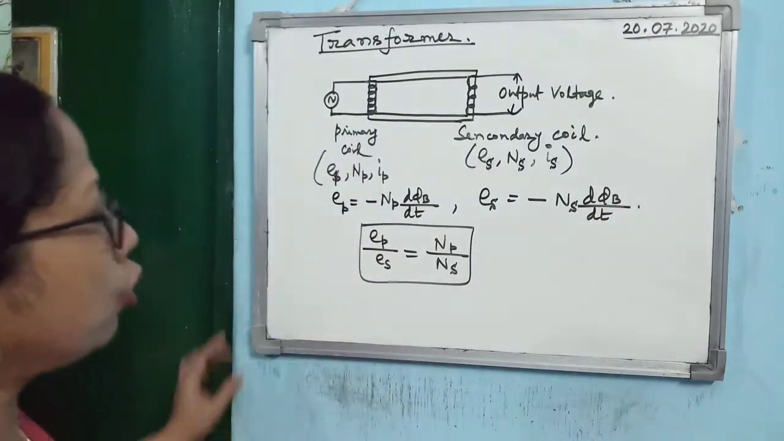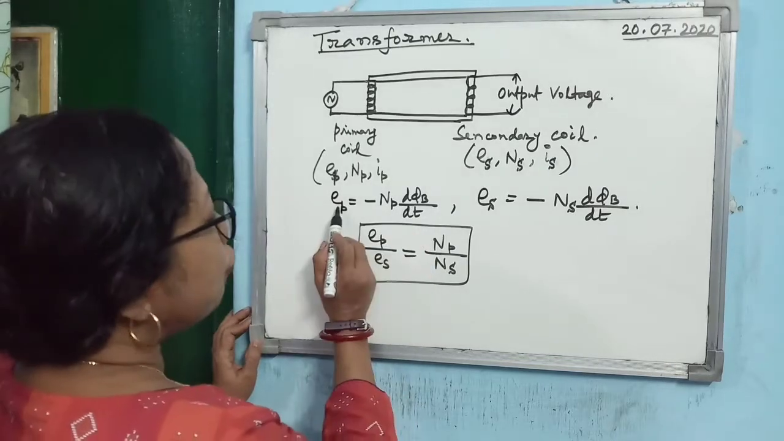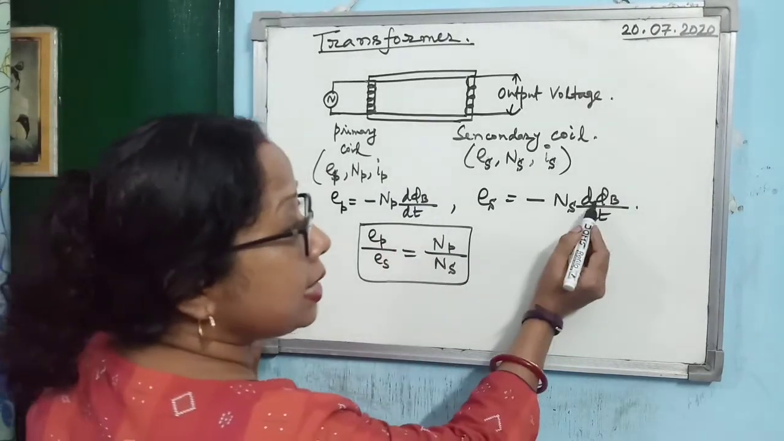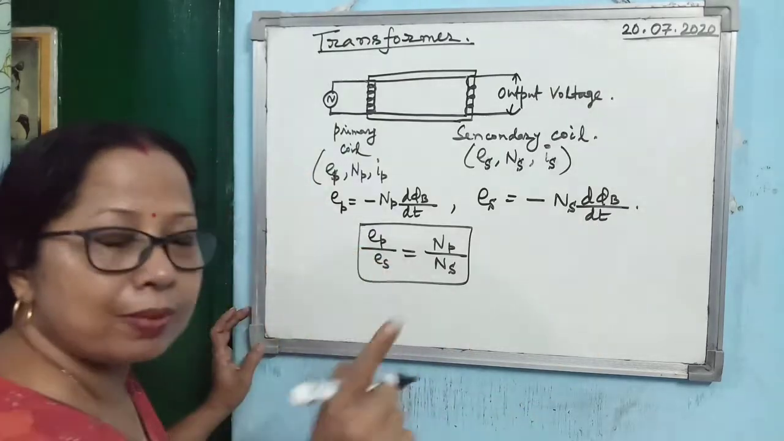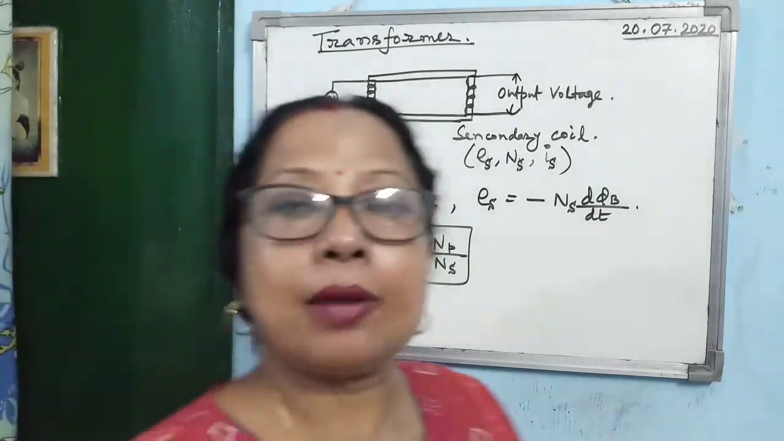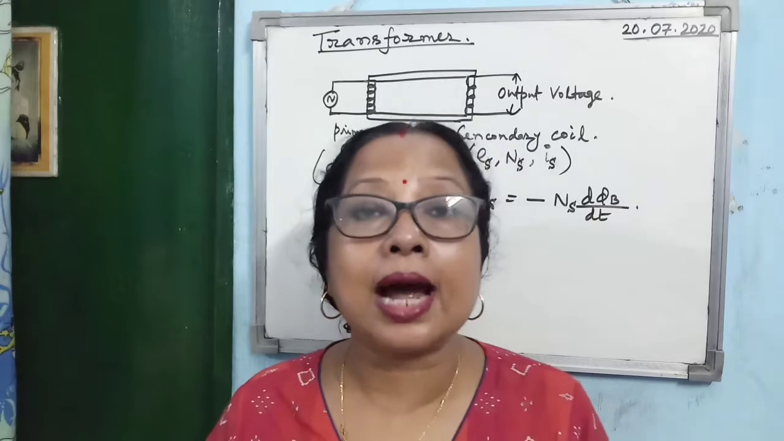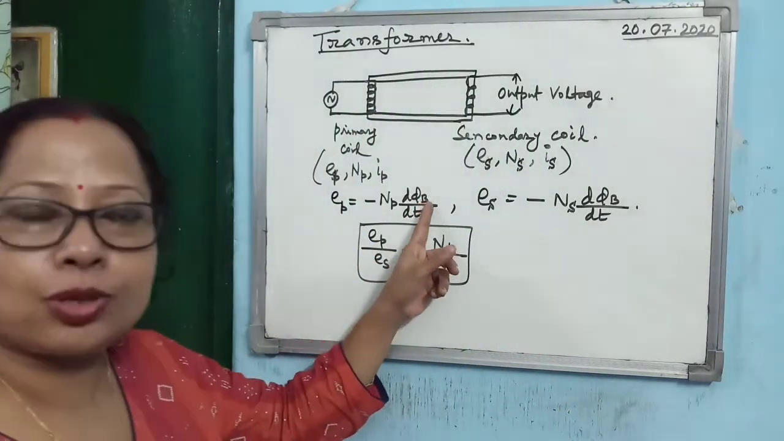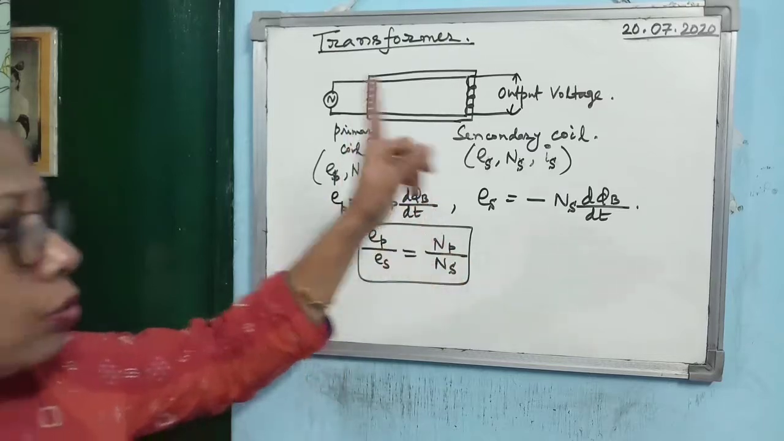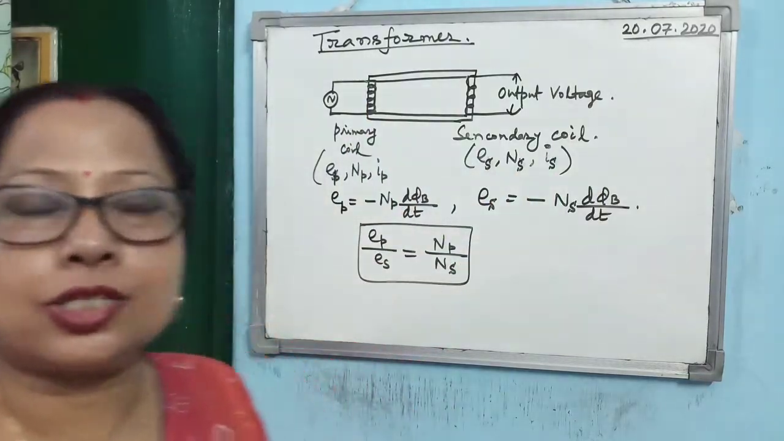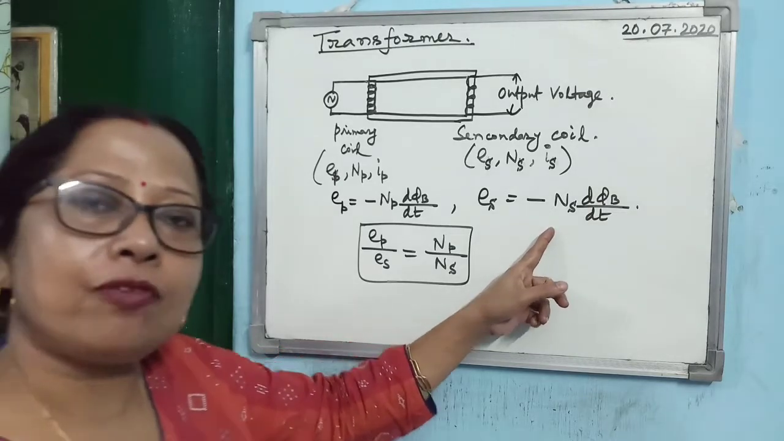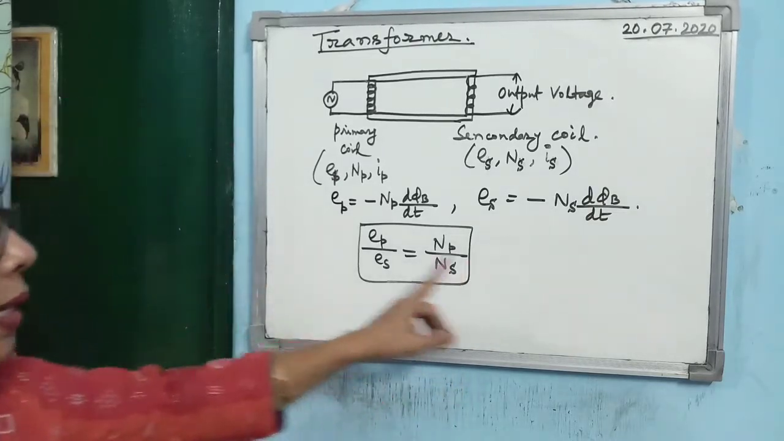Now here, I hope you have observed, for the primary also I have written phi B, I have not written phi P, and here I have not written phi S. Why? Because I said already that the primary and secondary coils are magnetically coupled. So the magnetic flux linked with the primary, phi B, is equal to the magnetic flux linked with the secondary. So these are the two relations you get if you apply Faraday's law of electromagnetic induction.